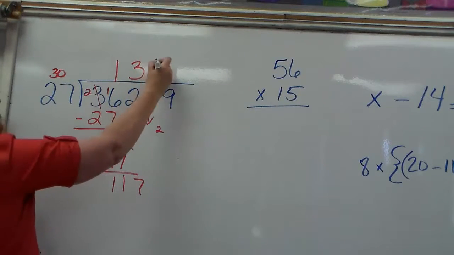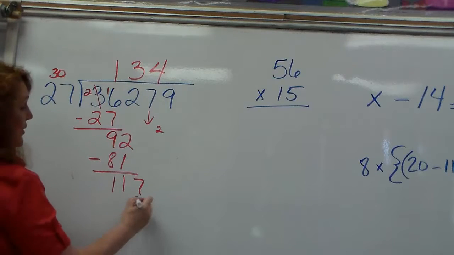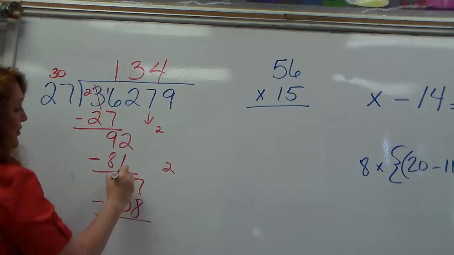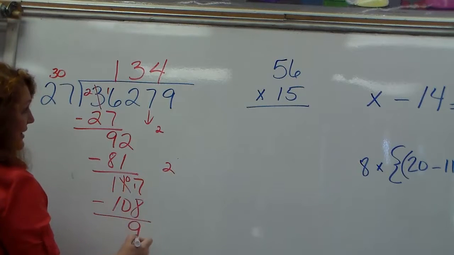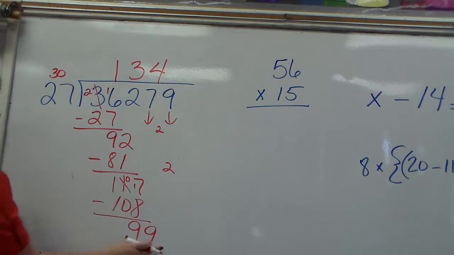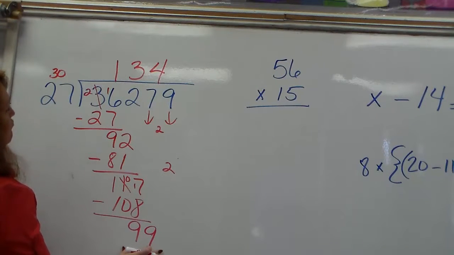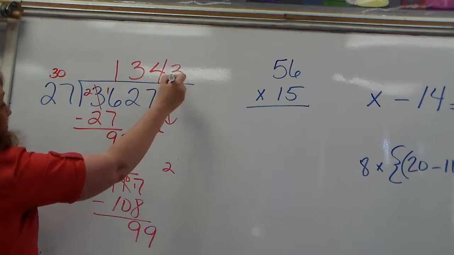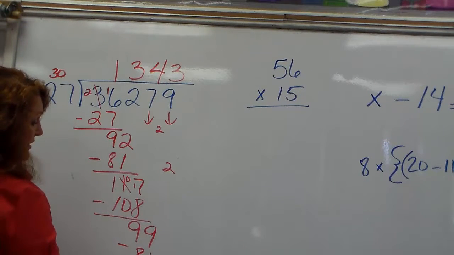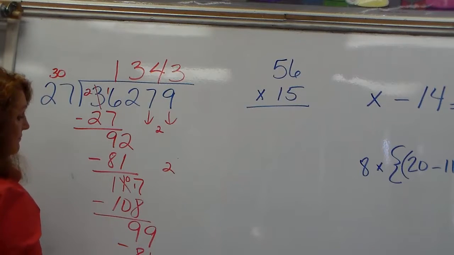So 4. 4 times 7 is 28. 4 times 2 is 8, and 2 is 10. And I subtract. And now I get 9. And I'm going to bring down my last 9. And 27 goes into 99 3 times. And that's 81. And I subtract. And I get 18.